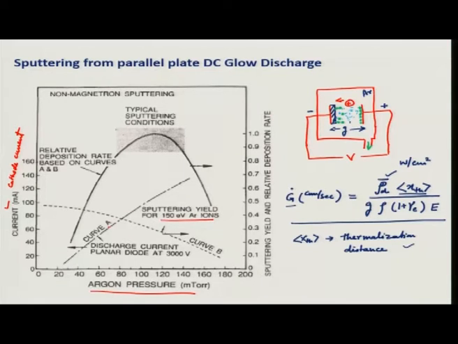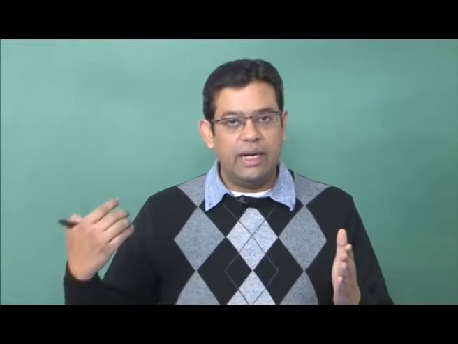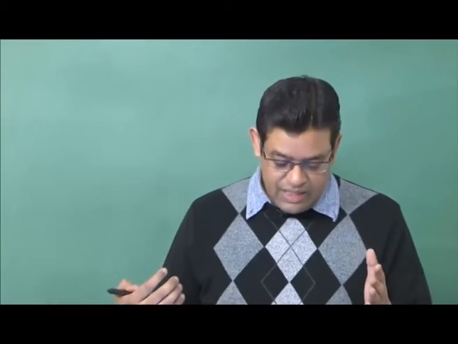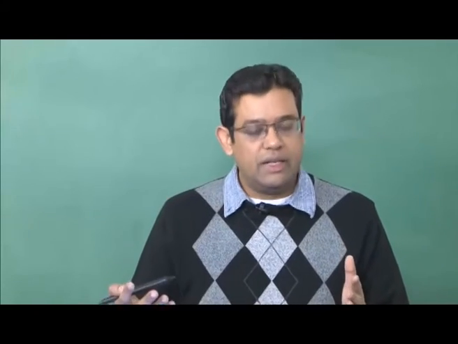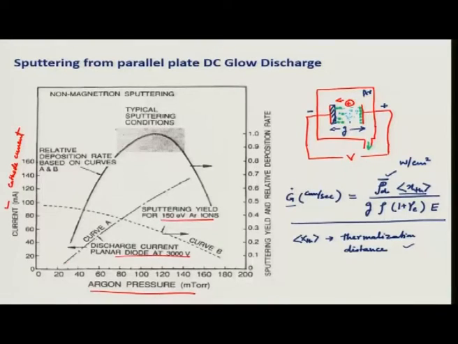You can see that the discharge current increases with increase in pressure. At higher pressure, you are creating more and more argon ions, so more and more argon ions are reaching the cathode, resulting in more current. So it increases with the argon pressure.